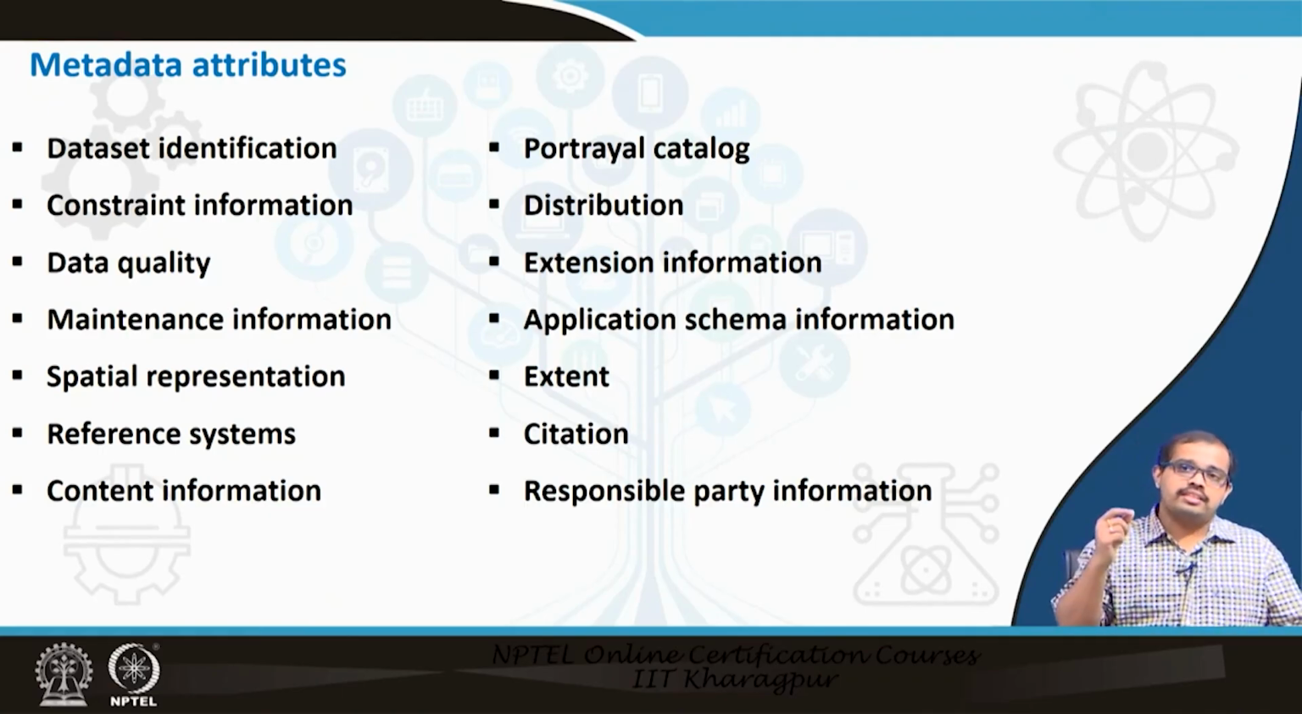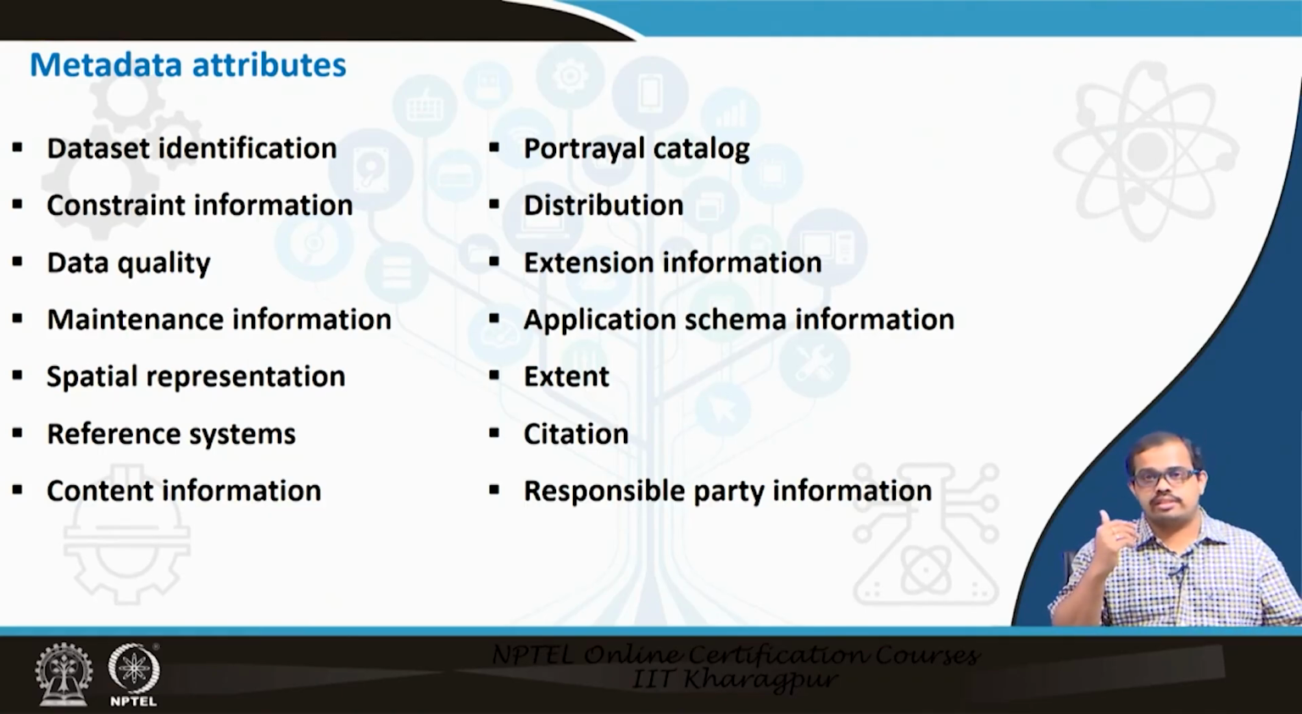Other than this, there are certain things like the content information, what kind of content this particular spatial data has. Then the portrayal catalog, how it is visualized and what the different tools for visualization are, then distribution, how it can be distributed, then extension information and application schema. That is very important, otherwise we will not be able to put out the data as it is. Then extent: you have to look at the metadata to understand the extents also, from where to where this particular data is being represented.